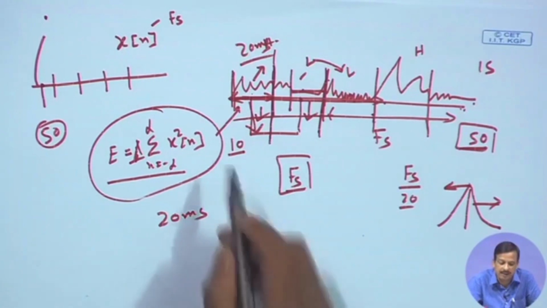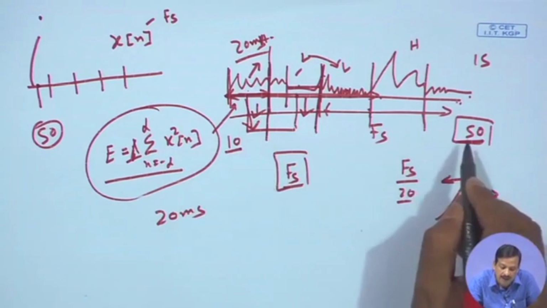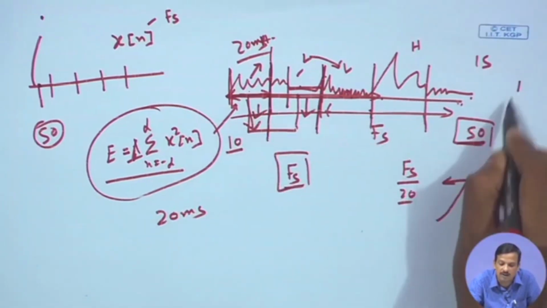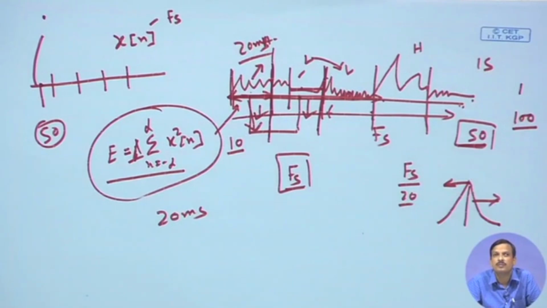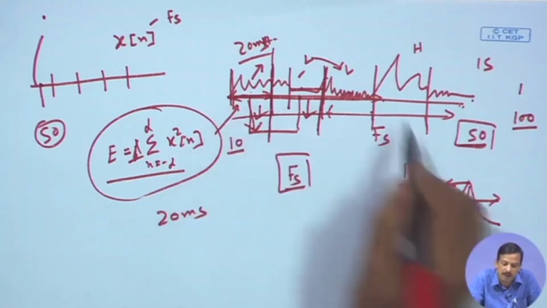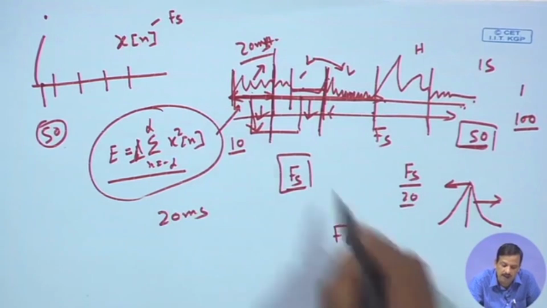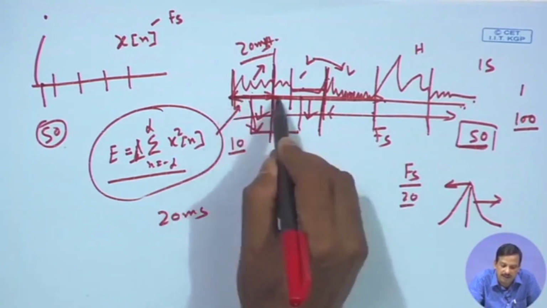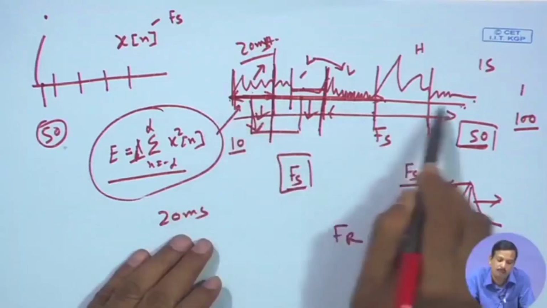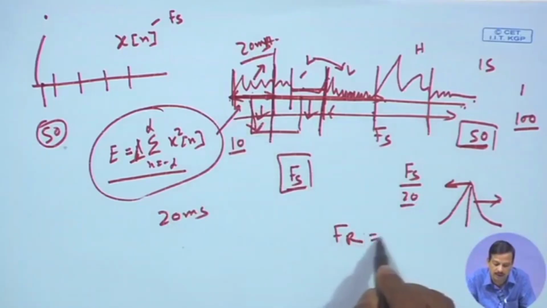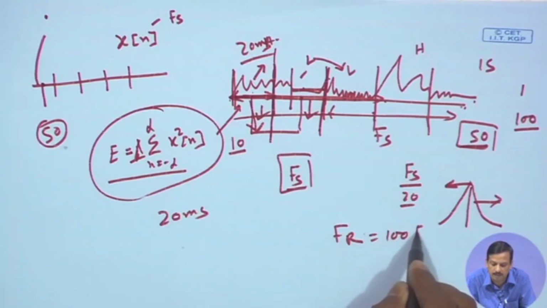Okay. So, I can say the frame rate here is, in 1 second, I get 100 frames. If the frame rate is FR, then with a 10 millisecond sliding of the window, I take a 20 millisecond window, but if I slide it 10 millisecond, then I get 100 frames in a second. So, the frame rate is 100 frames per second.